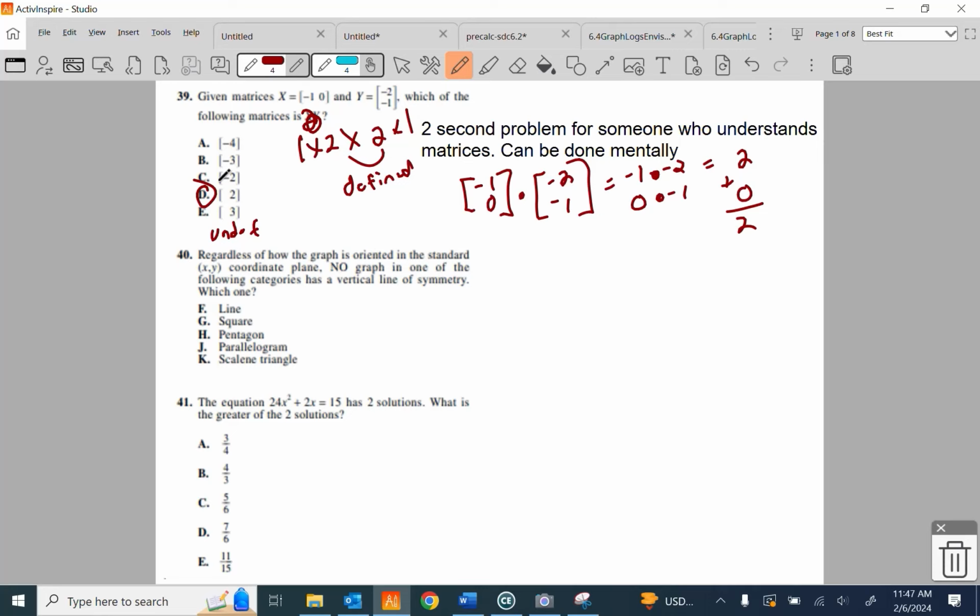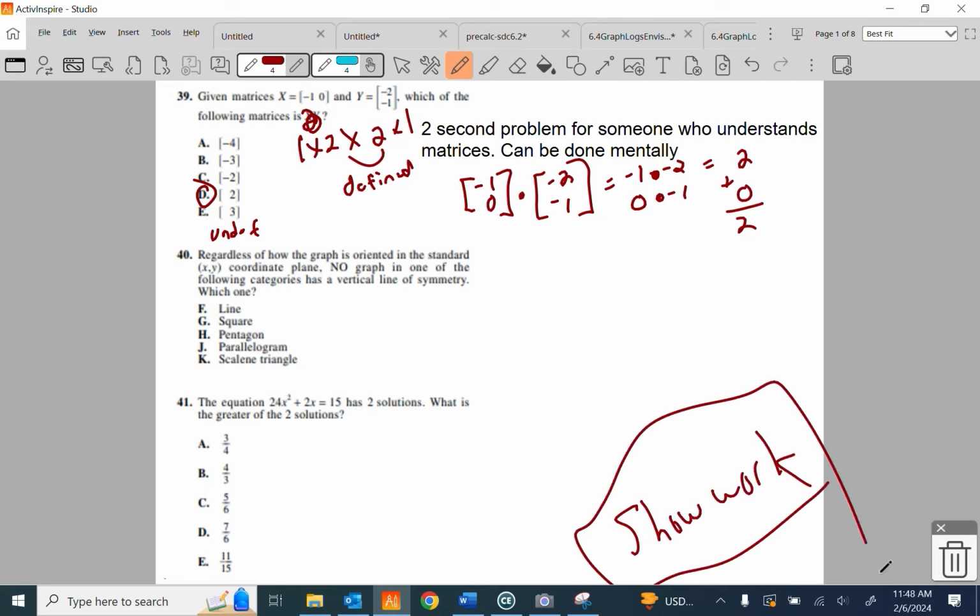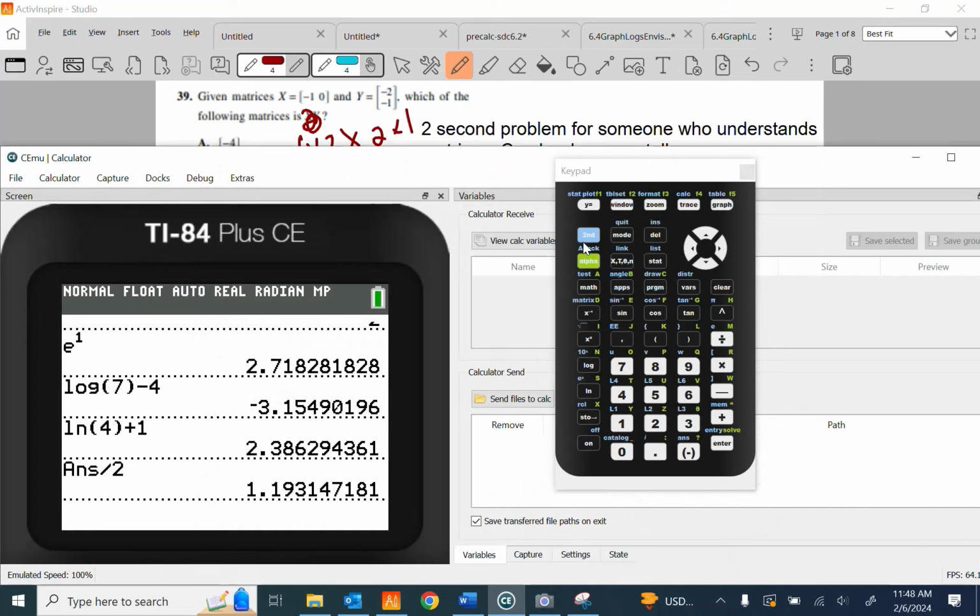Now, for the rest of y'all, it's a calculator problem. By the way, you're supposed to show work. It legit says show work. All right? The instructions are very clear on this. If you can't remember that, you're going to waste 30 seconds of your life, but you're going to go to second matrix.